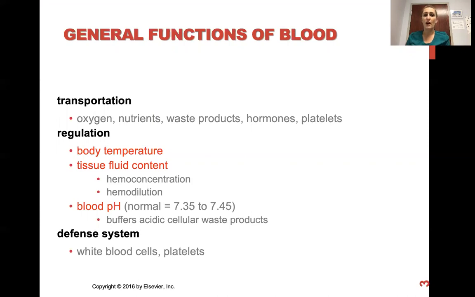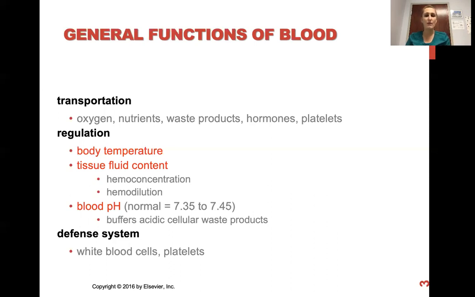When there's not enough fluid, it's considered hemoconcentrated, because the components of the blood are more and the fluid is less. But if the fluid is more, that makes less room for the other components of the blood cells. That would be hemodiluted. Blood pH in normal is 7.35 to 7.45.